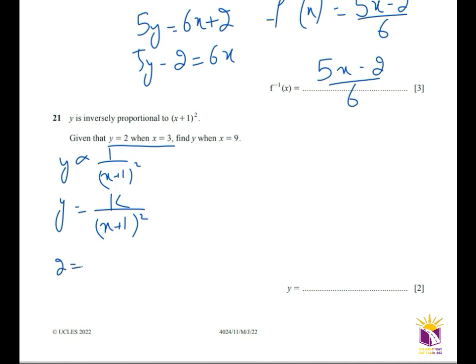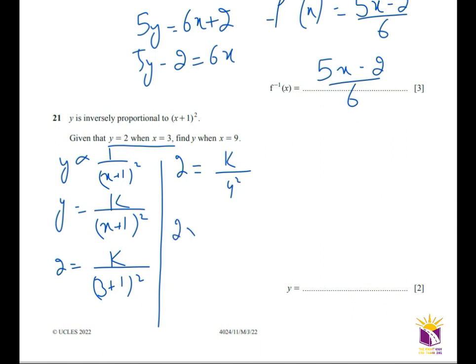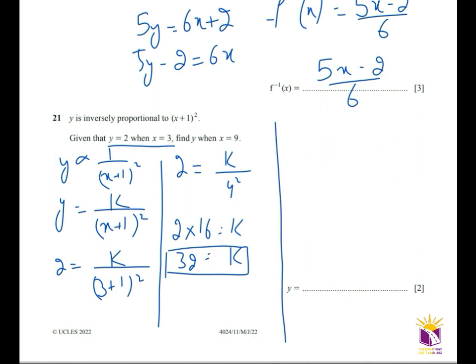So y is 2 when x is 3. So 3 plus 1 whole squared. 2 is equal to k over 4 squared. 2 times 16 is equal to k, and k will be 32. Now y will be equal to 32 divided by (x plus 1) whole squared. From here y is equal to 32 over (x plus 1) whole squared.